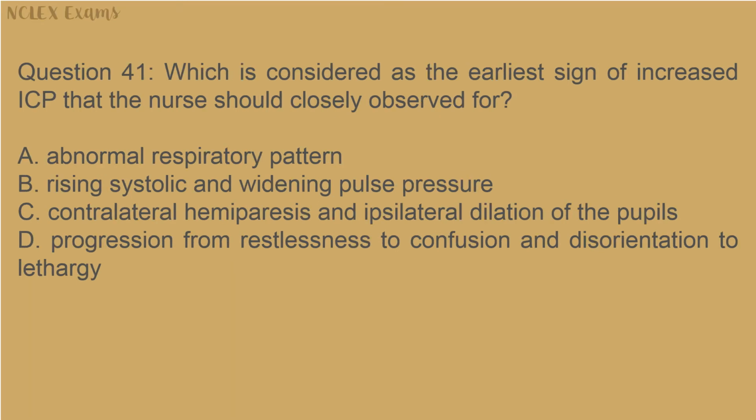Question 41. Which is considered as the earliest sign of increased ICP that the nurse should closely observe for? A. Abnormal respiratory pattern. B. Rising systolic and widening pulse pressure. C. Contralateral hemiparesis and ipsilateral dilation of the pupils. D. Progression from restlessness to confusion and disorientation to lethargy.